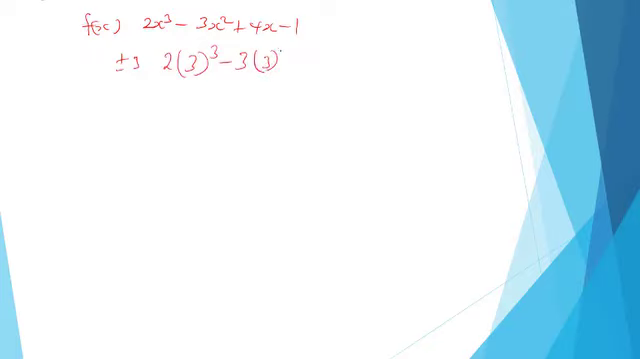So I think we continue from there, and don't forget that the standard equation still remains 2x^3 minus 3x^2 plus 4x minus 1. Now let's do plus or minus 3. Let's go with 3. Now we have 2 times 3 raised to power 3, minus 3 times 3 raised to power 2, plus 4 times 3, and this minus 1.